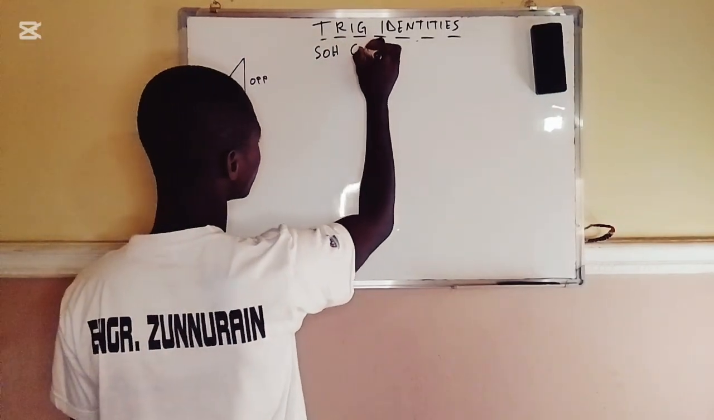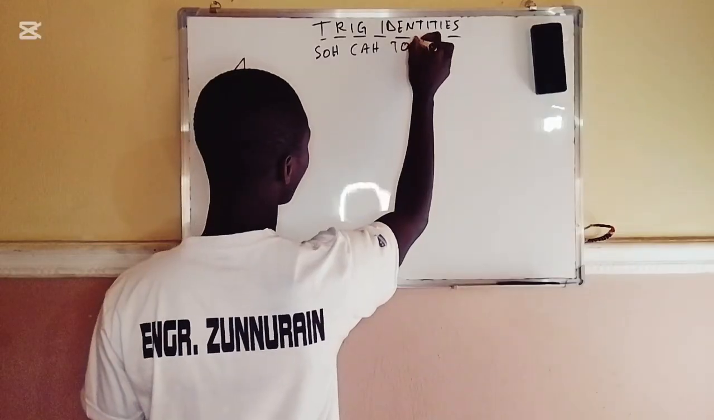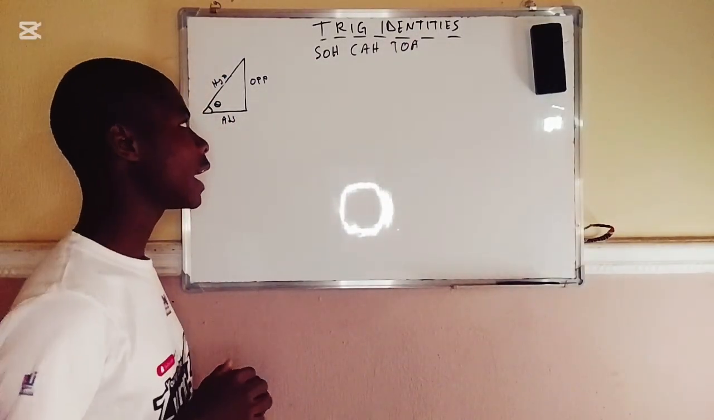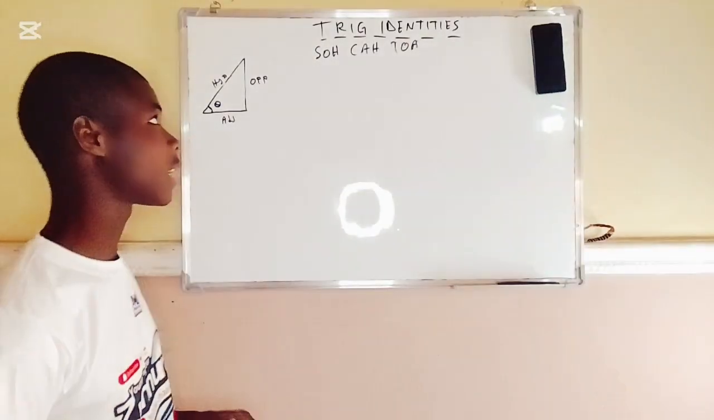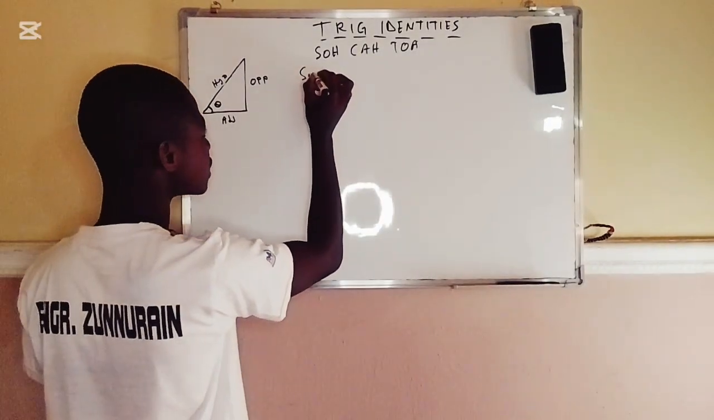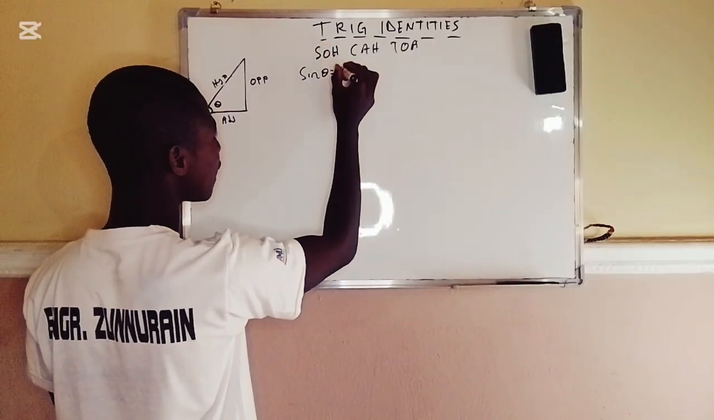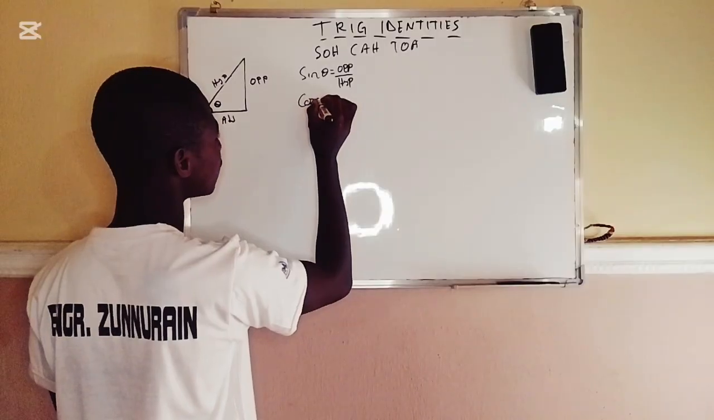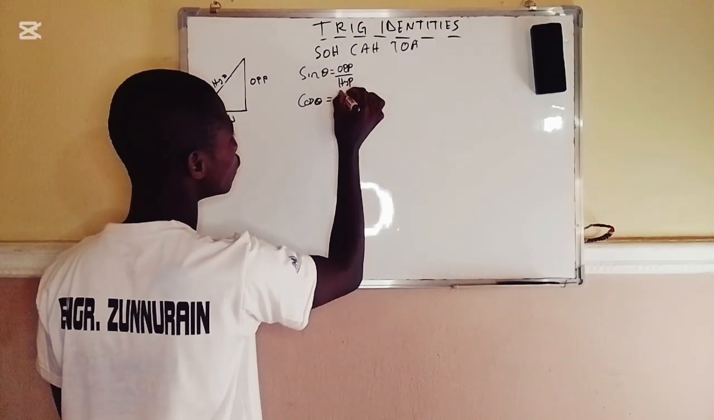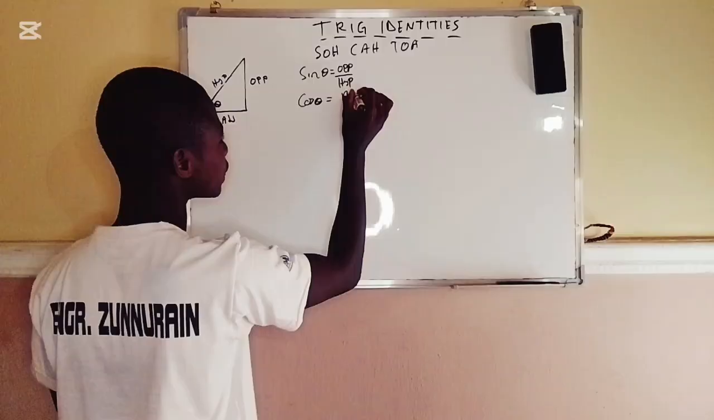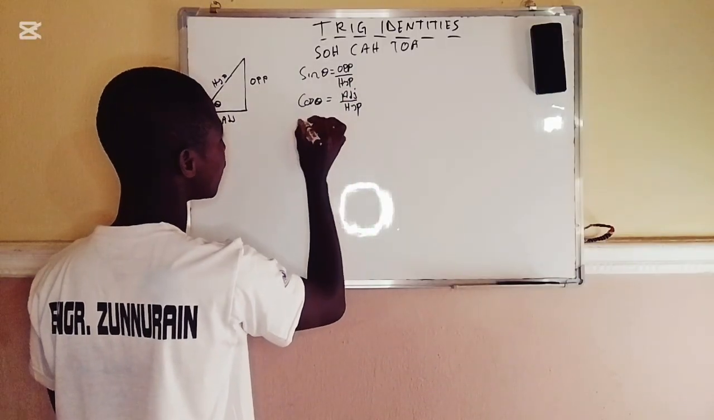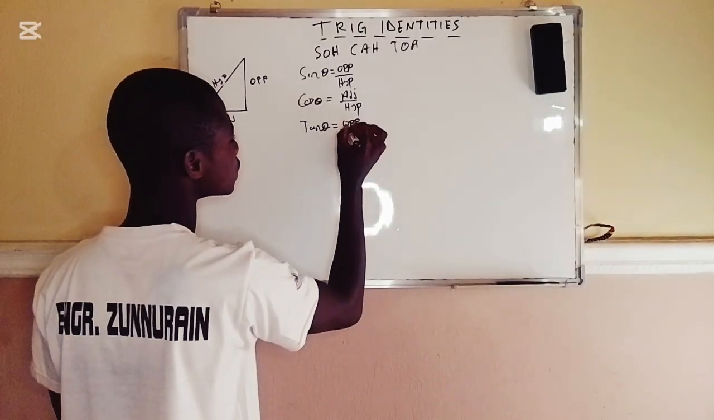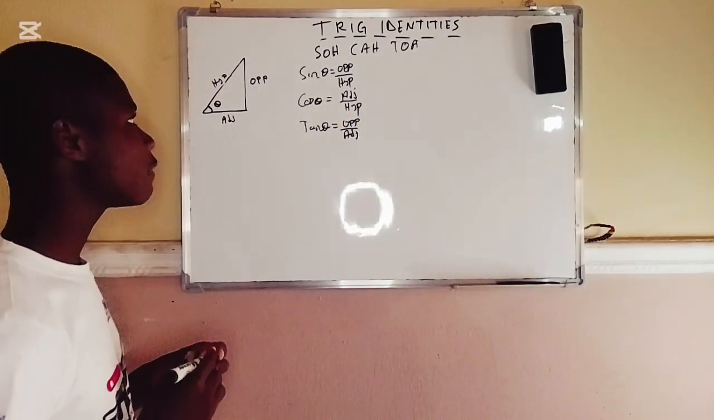The S stands for sine, the C stands for cos, and the T stands for tan. So what will be the sine theta? Sine theta will be opposite over hypotenuse. The cos theta is adjacent over hypotenuse. And therefore the tan theta is opposite over adjacent.